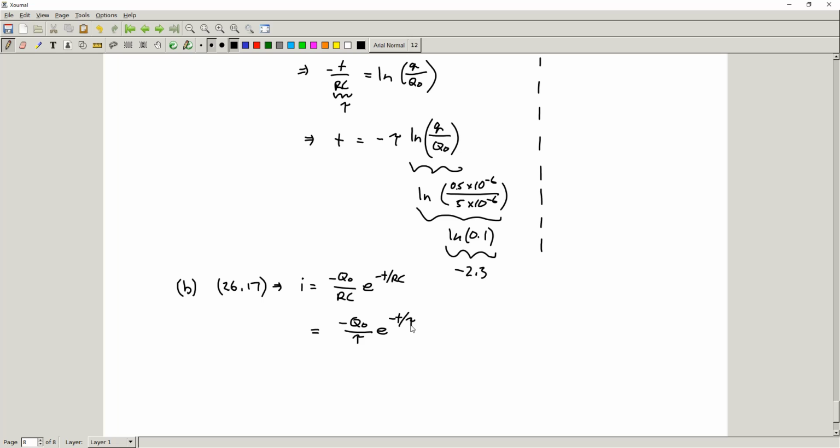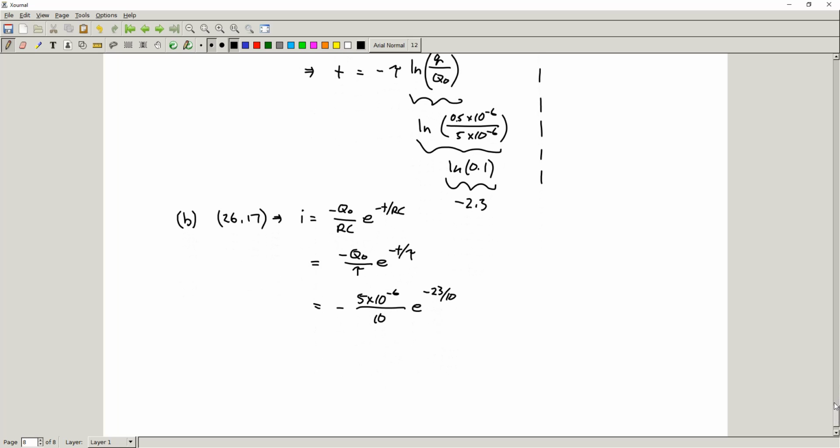At this point we can just substitute in numbers. We know what our tau is, that's just 10. We know the Q naught, we're told what that is. So let me start writing in the numbers. We'll have minus 5 times 10 to the negative 6 over 10, e to the minus 23 over 10. We can clean this up, and we're going to end up with an I equal to 5 times 10 to the minus 7, and e to the minus 2.3.